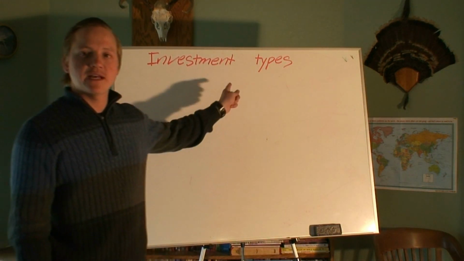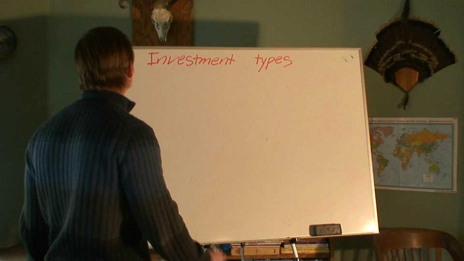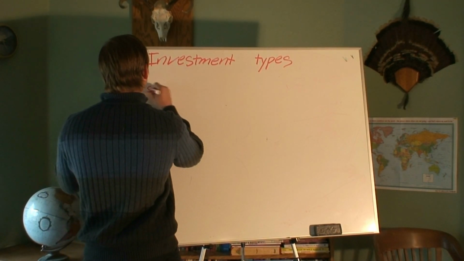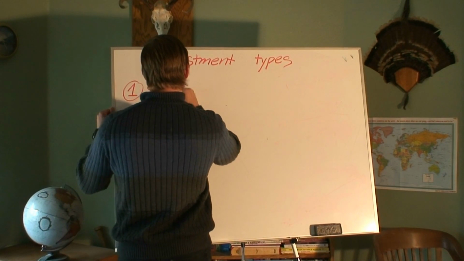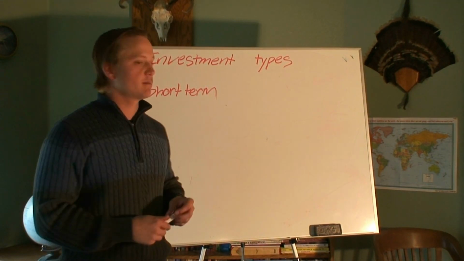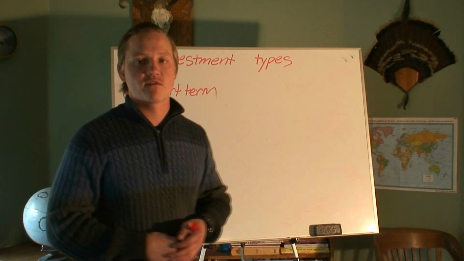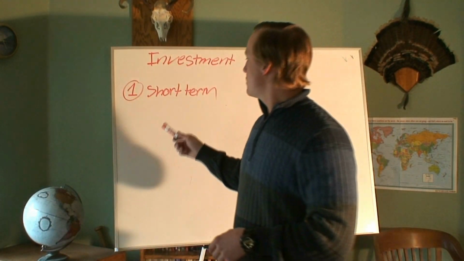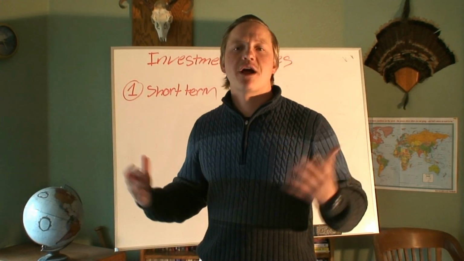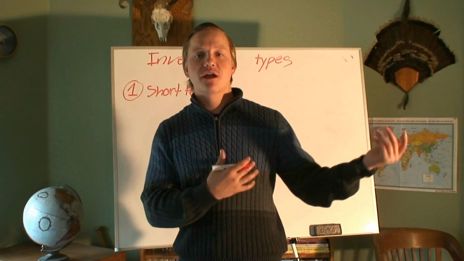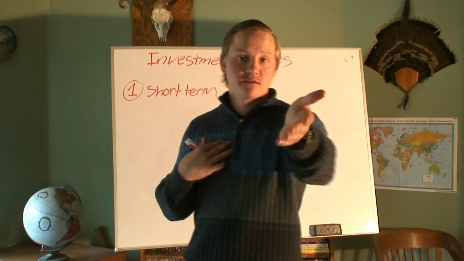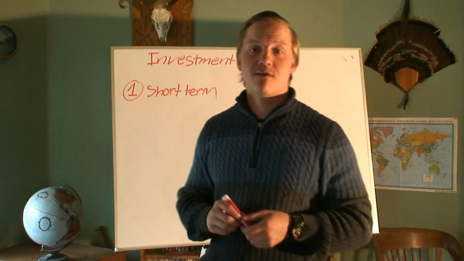Okay, investment types. Type number one is short-term investing, which is basically flips and stuff of that nature. This is a little bit better than long-term in the way of we don't know how to forecast. If anyone knew how to forecast, I would be a billionaire, and I would assume probably the same goes for whoever's watching this.